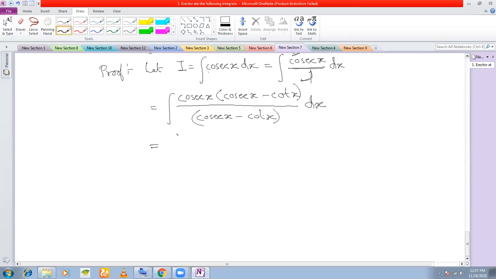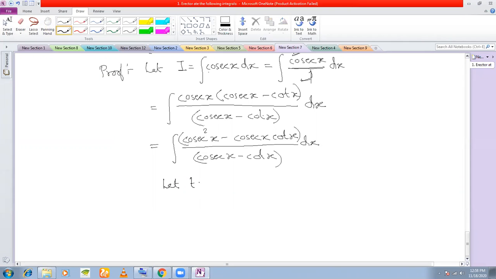So what you do here is you first multiply the numerator, you get cosec square x minus cosec x cot x divided by cosec x minus cot x. Okay. Now see, if you differentiate the denominator, will you get the numerator? Just check. If you remember the derivative of cosec x and cot x, try to differentiate the denominator. See whether you get the numerator.